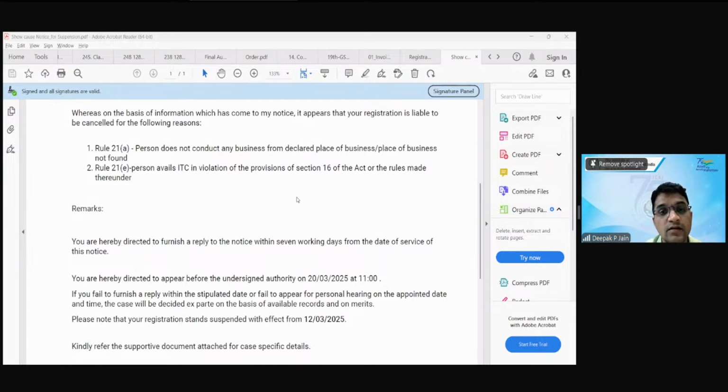Ex parte means without the party appearing. So if you do not appear, I will take action without your appearance. That is called ex parte. I am giving you an opportunity, come and present. If you don't present, I cannot hold my proceedings like that. So I will decide the case without your presence, without the party being present. That is called an ex parte order.